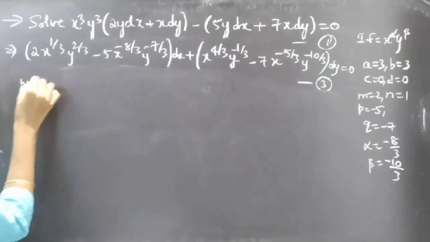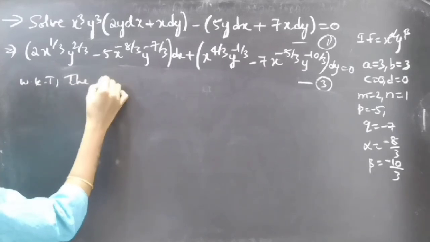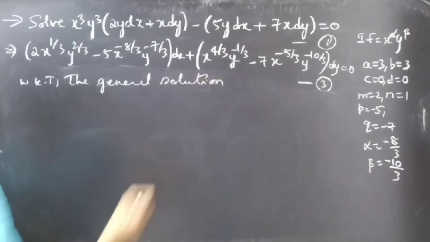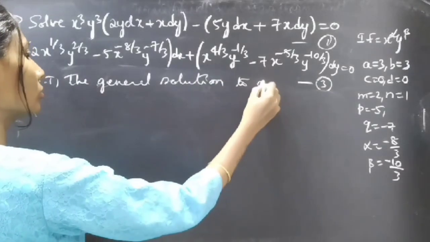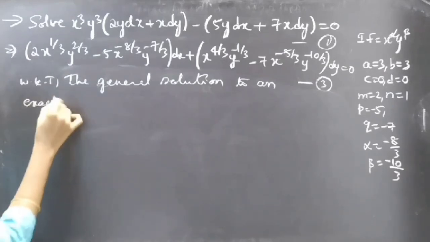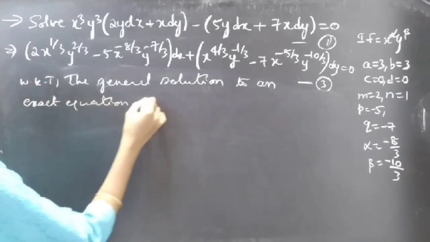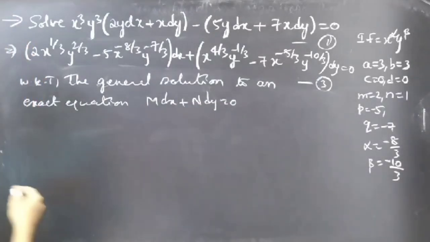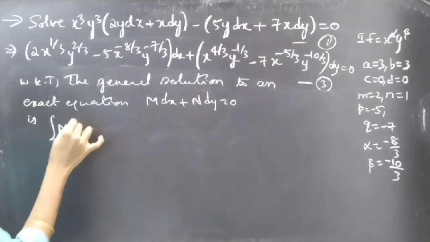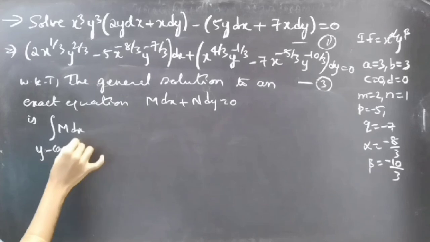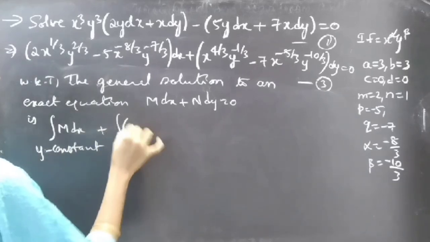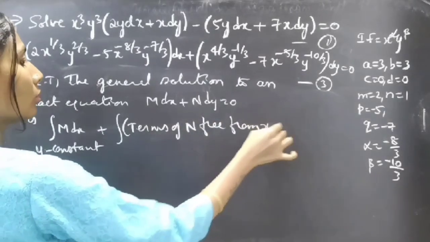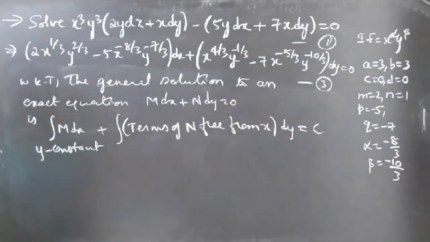So now coming to the general solution, we know that the general solution to an exact equation, which is of the form Mdx plus Ndy equal to 0, is given by integral of Mdx treating y as constant, plus integral of the terms of N free from x into dy, equal to c.